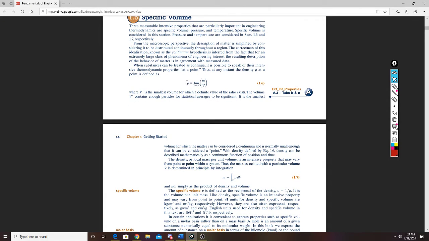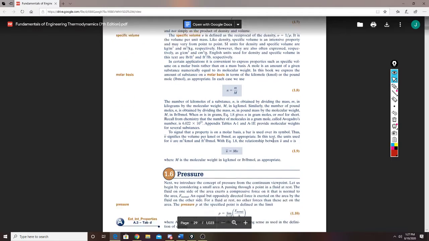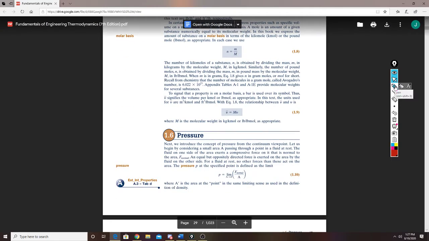And they just write this in terms of a limit, but we don't need to know that. Essentially, it's just talking about ratios of things, and that's not really important for us. All right.